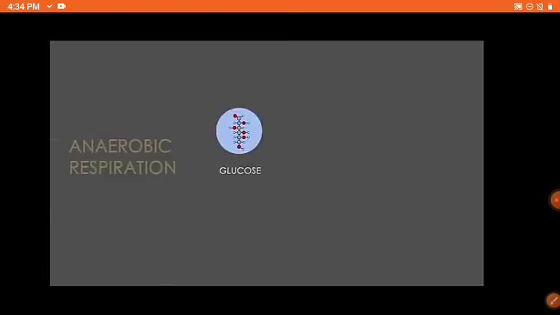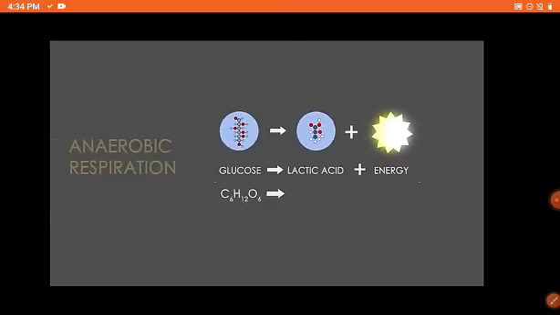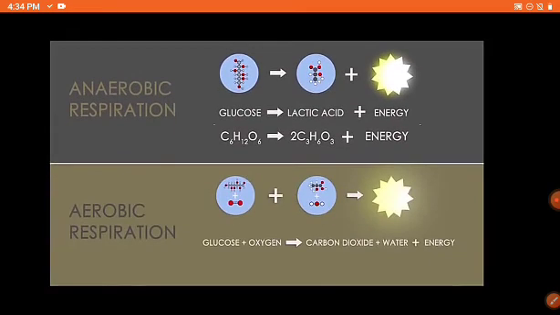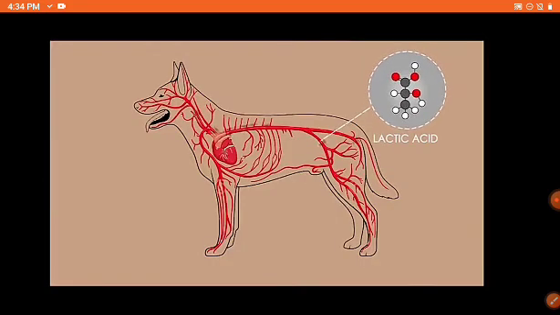It is represented by this equation. See how it differs from aerobic respiration. There is no oxygen involved in anaerobic respiration. Also, less energy is released. This is because the glucose is only partially broken down, so it is less efficient than aerobic respiration. The glucose is broken down into lactic acid and energy.